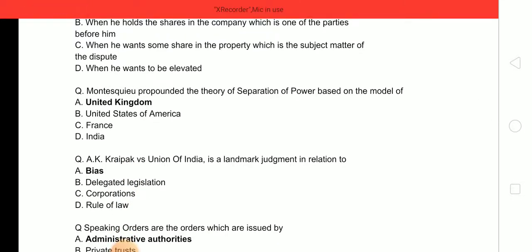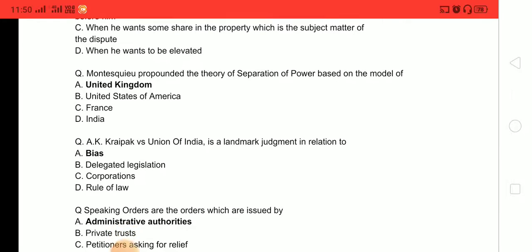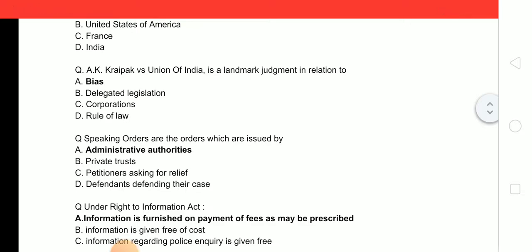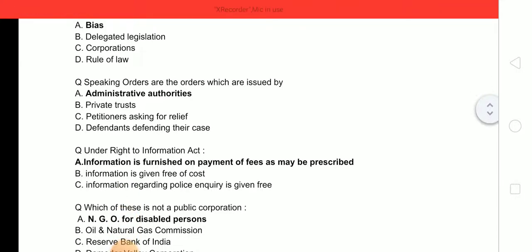Next question, Montesquieu propounded the theory of separation of power based on the model of, answer is UK. So the propounder of the separation of powers theory was Montesquieu, and it was based on the model of UK. Next question is, A.K. Kraipak versus Union of India is a landmark judgment in relation to what? This is related to bias. Next question is, speaking orders are the orders which are issued by, answer is administrative authorities.